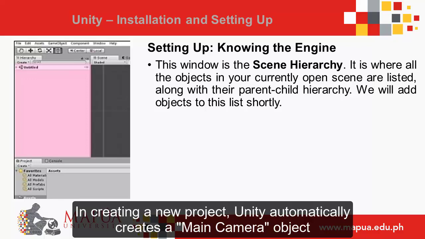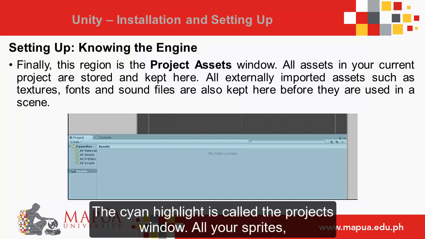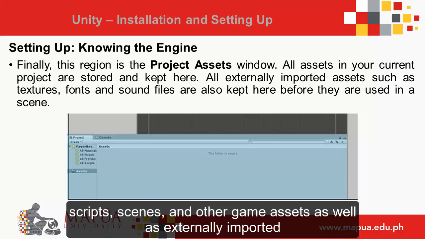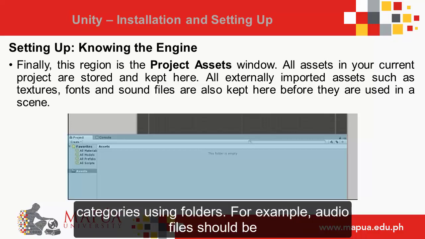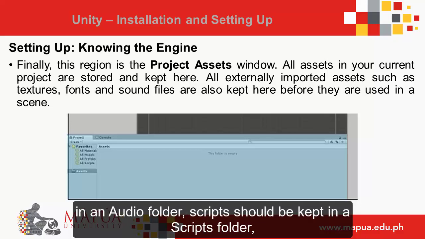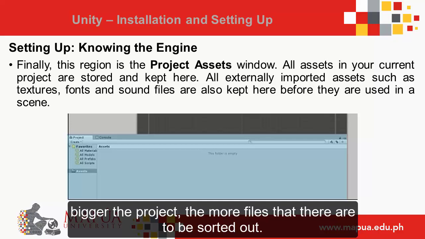In creating a new project, Unity automatically adds a main camera object in the hierarchy. The cyan highlight is called the project's window. All your sprites, scripts, scenes, and other game assets as well as externally imported assets are stored here. It is a good practice to separate game assets into categories using folders. For example, audio files should be in an audio folder, scripts should be kept in a scripts folder, and so on to keep things organized and easy to find. The bigger the project, the more files that there are to be sorted out.